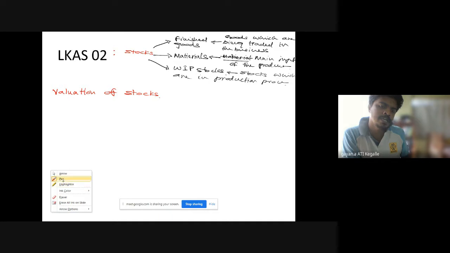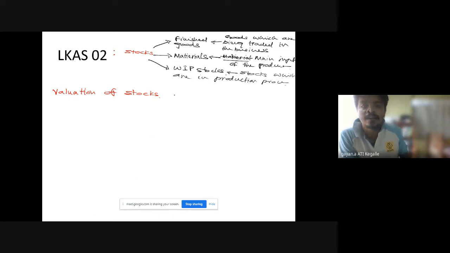According to the LKS 2, we can value our stocks basically for cost or otherwise for net realizable value.